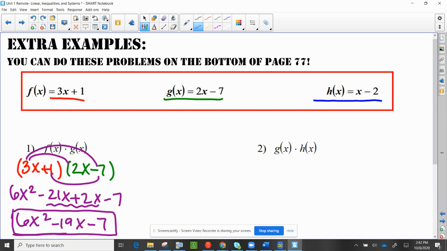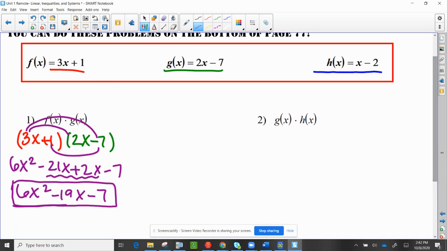Okay, so what I'm going to have you guys do on number 2 is try this one all on your own. So go ahead and set up your problem, g of x times h of x, and see if you get it correct. Okay, let's go through this one. So g of x is 2x minus 7. h of x is x minus 2.